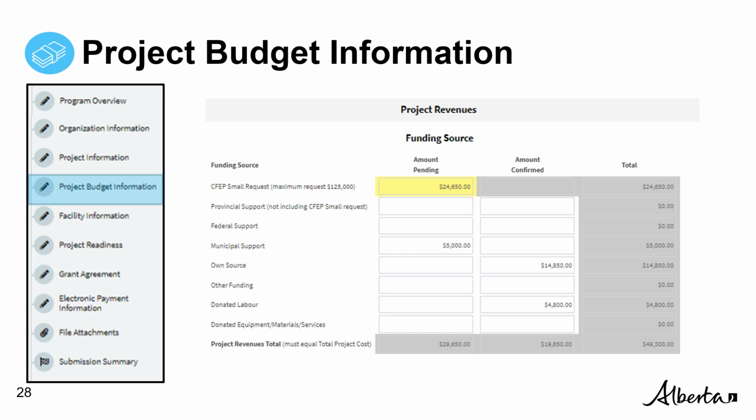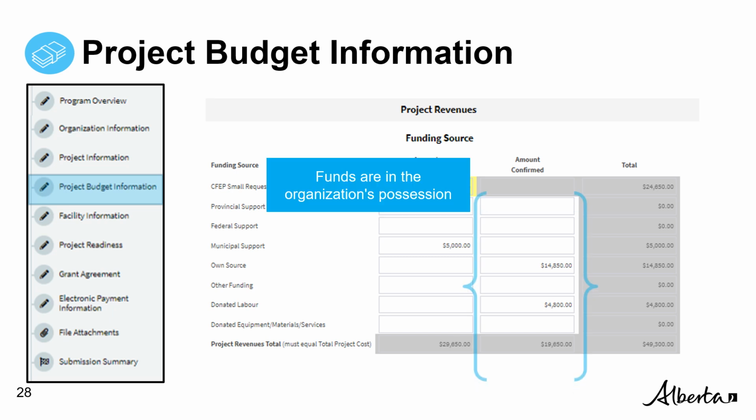The second column is amount confirmed, which is defined as funds that are in the organization's possession, such as in bank statements or financial statements, or perhaps a grant or donor confirmation letter has been received. In this example, we have included the organization's contribution of $14,850 and the donated labor total calculated in Total B previously of $4,800.